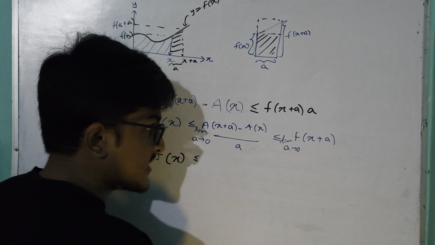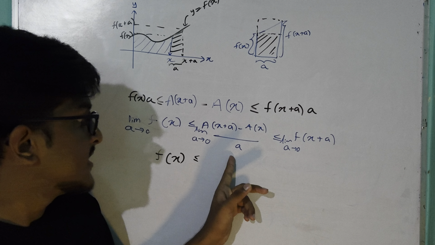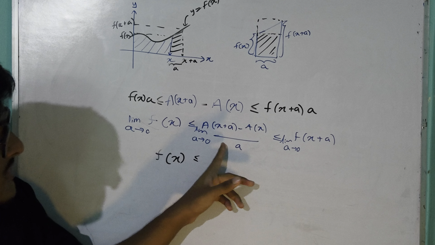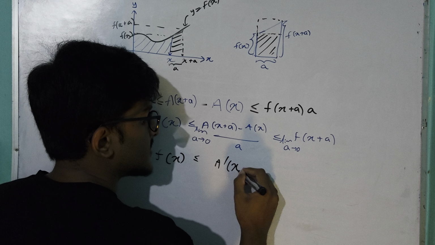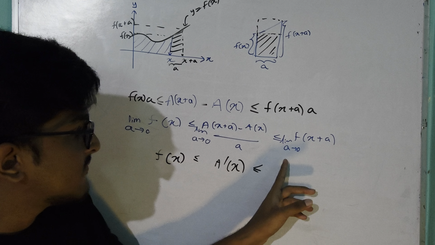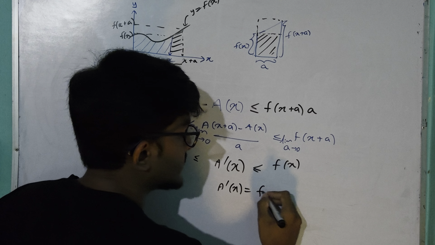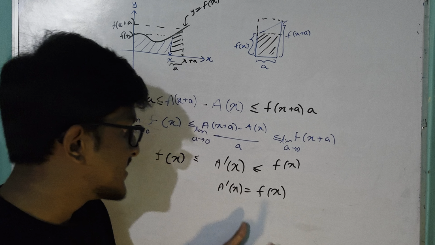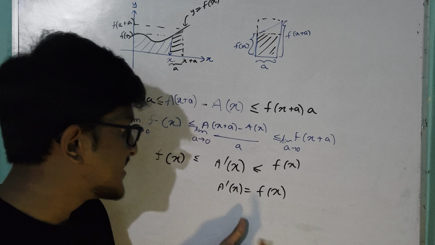And as you can see, this is very interesting. If you notice, this is actually the first principle of the derivatives. So this is actually A dash of x, isn't it? And this one, when a is approaching 0, I can write as f of x. And you do realize now we can write A dash of x is equal to f of x. And this is actually the derivative of the area of the part that we considered.